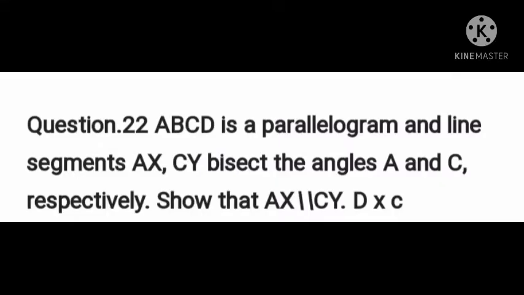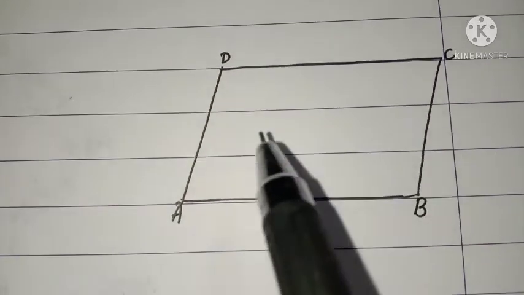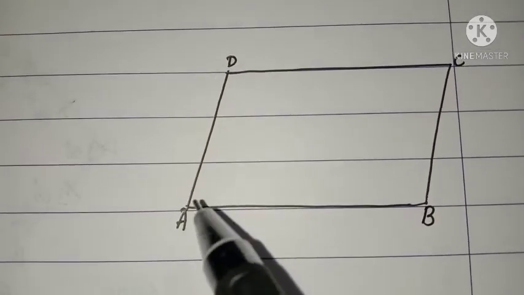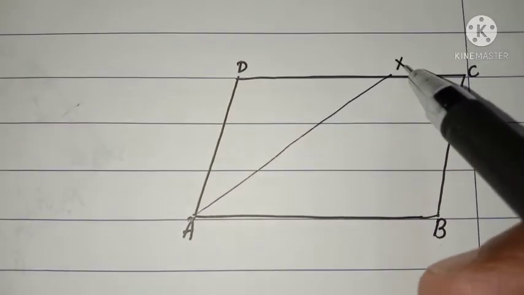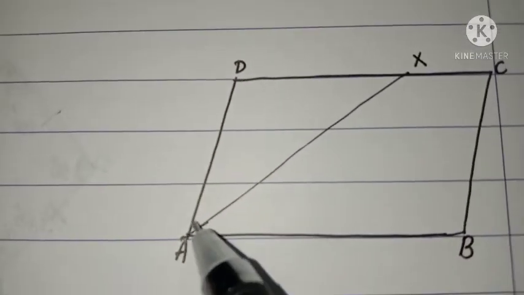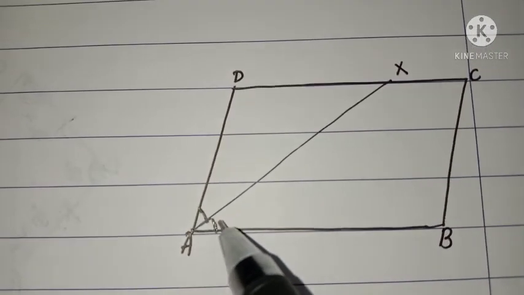Another question. ABCD is a parallelogram and line segments AX and CY bisect the angles A and C respectively. Show that AX is parallel to CY. Listen, in the question it is given that ABCD is a parallelogram and there is a line AX. This line divides the angle into two equal parts, so these two angles are equal.